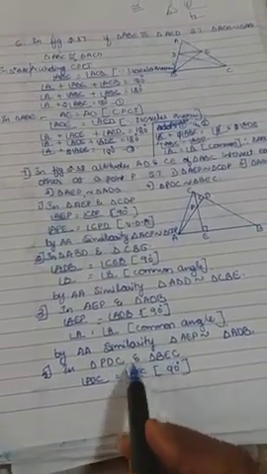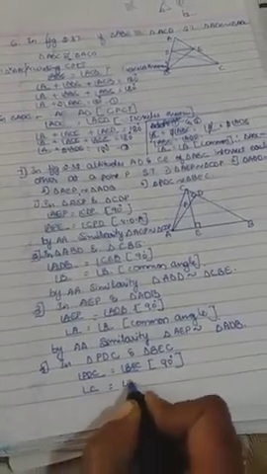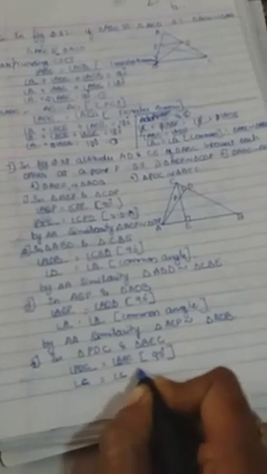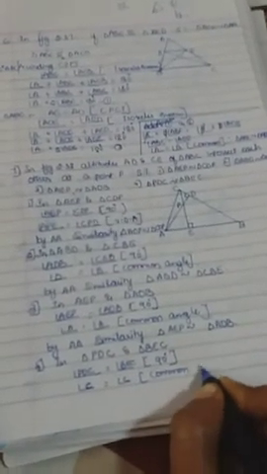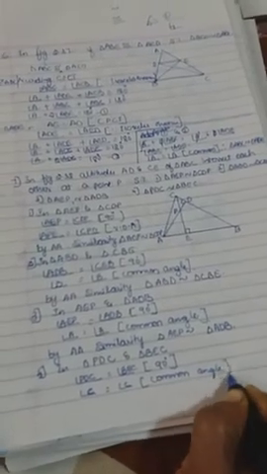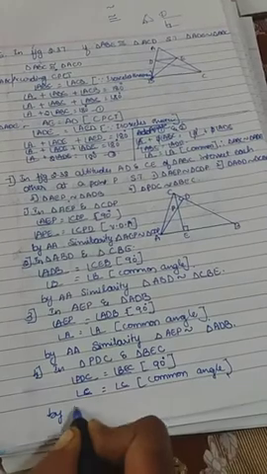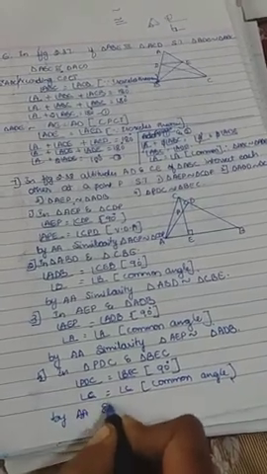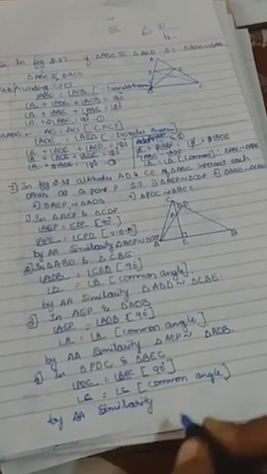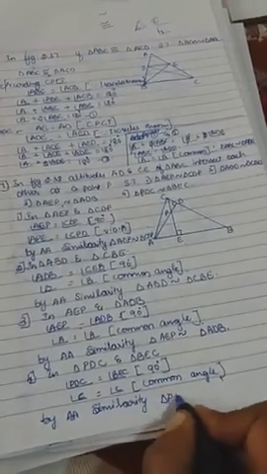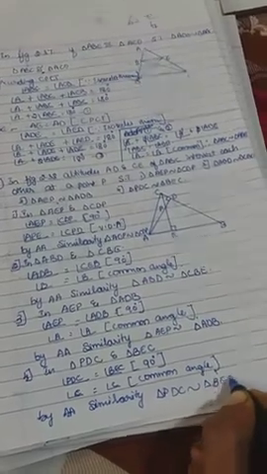Which one? C is common. Angle C equals angle C. Both are common angle for both the triangles. So therefore we can write what? By AA similarity criteria again, by AA similarity criteria, we can write triangle PDC is similar to triangle BEC.